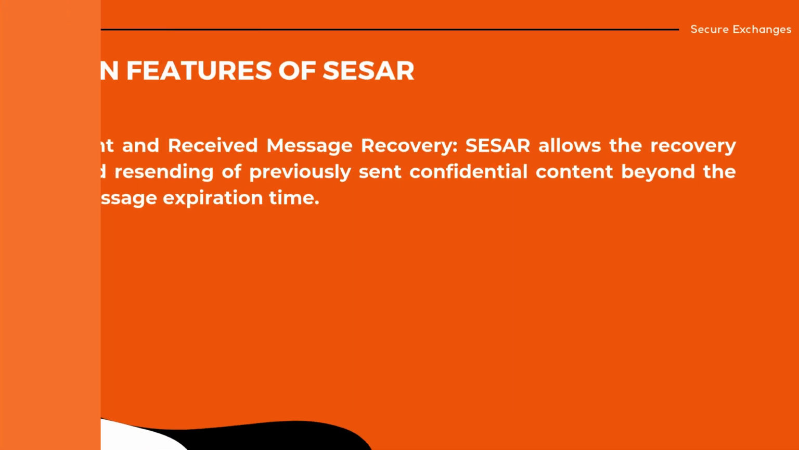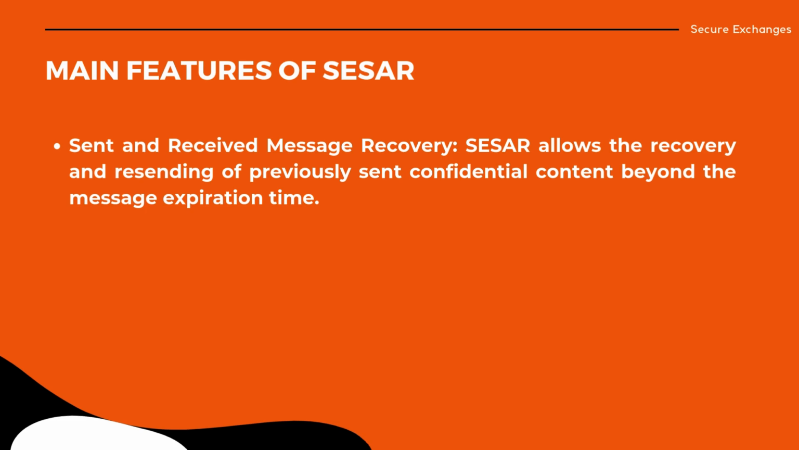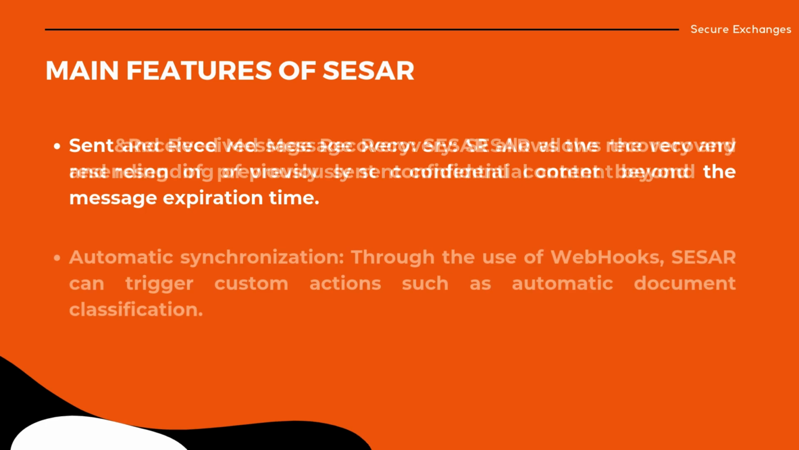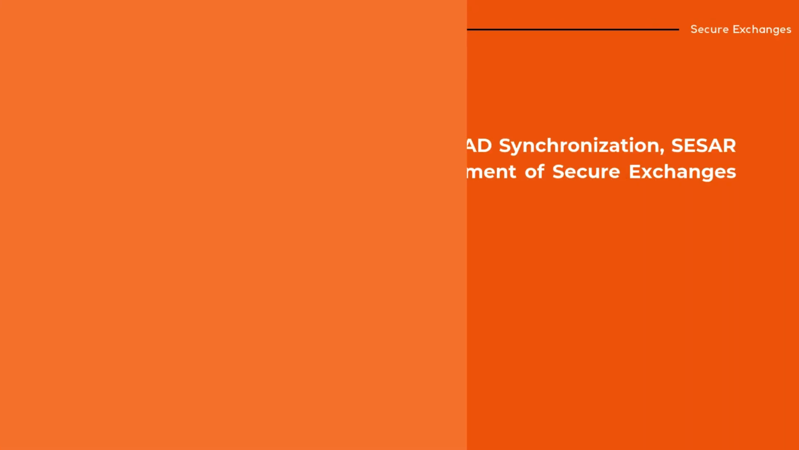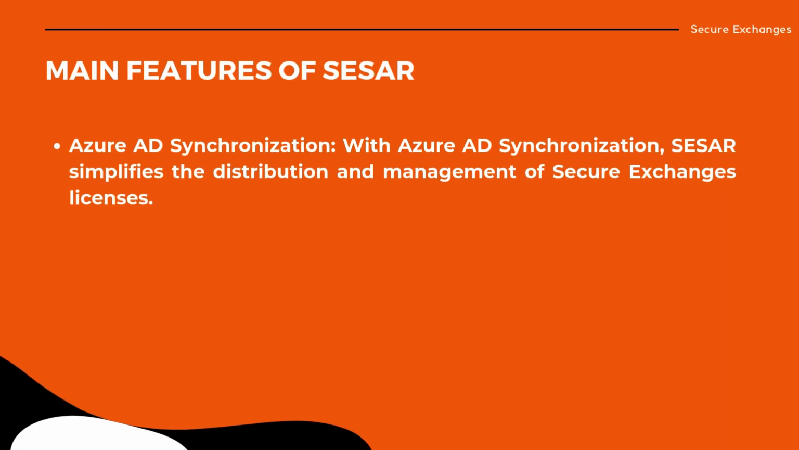SESAR makes it easy to retrieve and return previously sent confidential content, even after the standard 30-day period has expired. This feature allows users to easily retrieve their mailings via their respective event logs, without the need for IT department intervention. Thanks to the use of webhooks, SESAR can trigger customized actions such as automatic document classification, archiving in specific folders, or the startup of complex workflows in the CRM, thereby improving the efficiency of business processes.